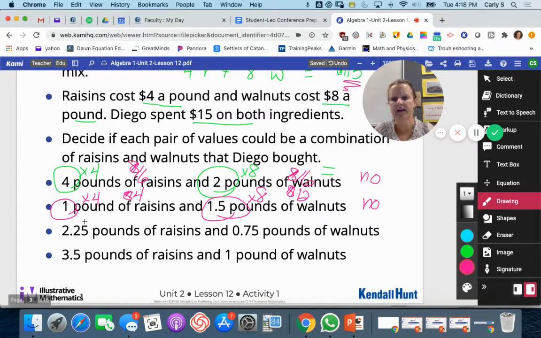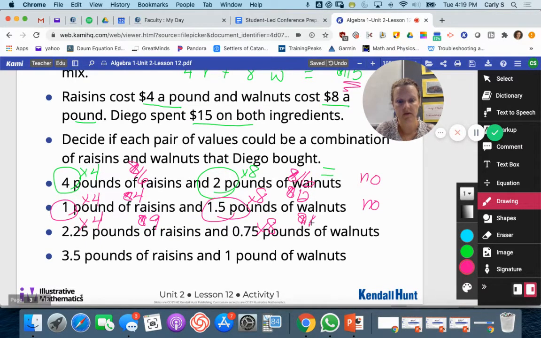All right, let's try 2.5 pounds of raisins. They're $4 a pound. That's $9 for raisins, and 0.75 pounds times $8 would be $6. Oops, I pushed the button on my pen again. $6 for walnuts. Well, 9 plus 6 is 15. So yes, it is a possible solution.